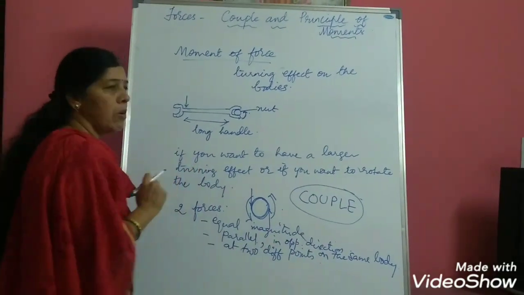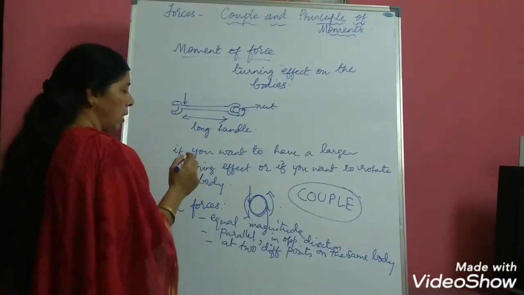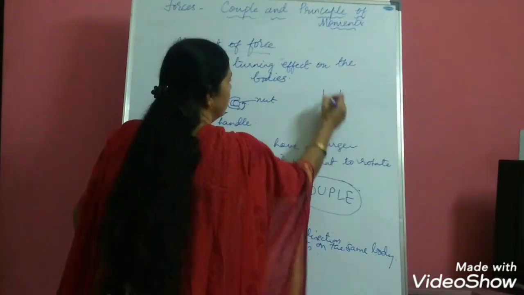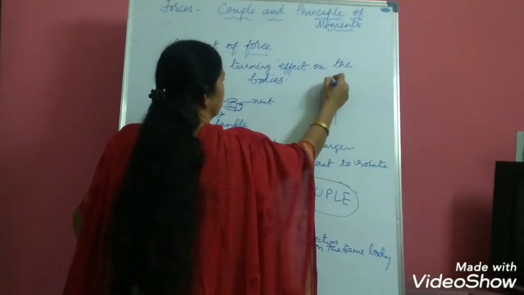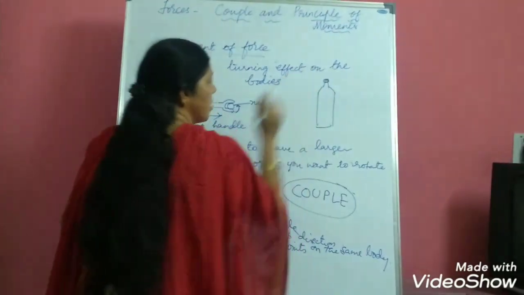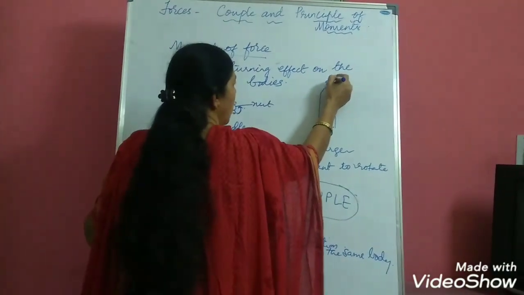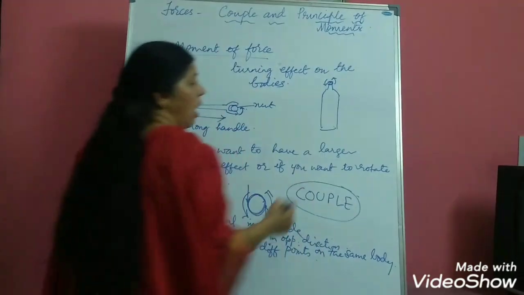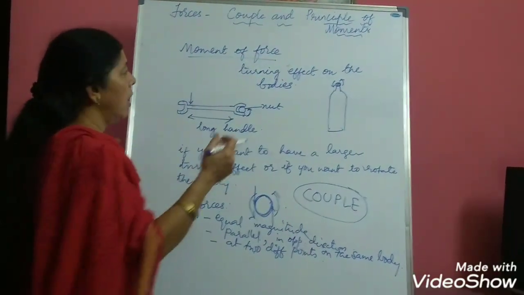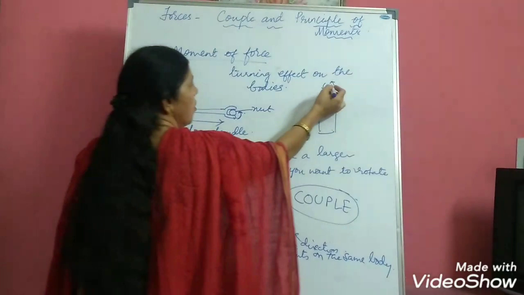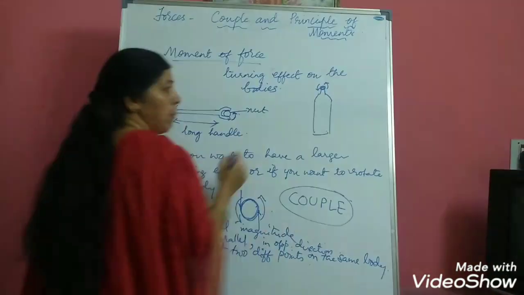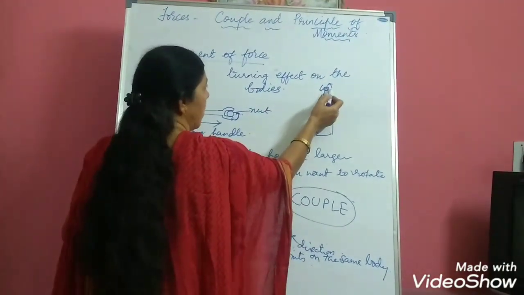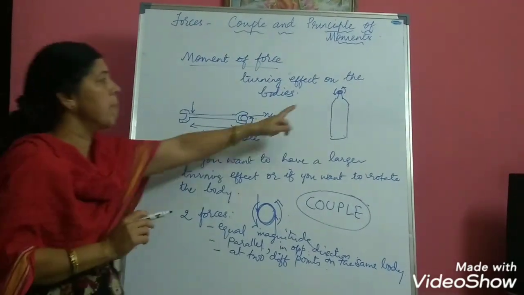In our daily life, we come across couples. Suppose you want to open or close the lid of a bottle. How many forces do you have to apply? You have to apply two forces. One force away from the lid of the bottle, and another force towards us. Then these two forces acting on the lid will constitute a couple, and then the lid starts rotating. Either you can open the lid or close the lid by applying two forces. So this is an example of a couple.